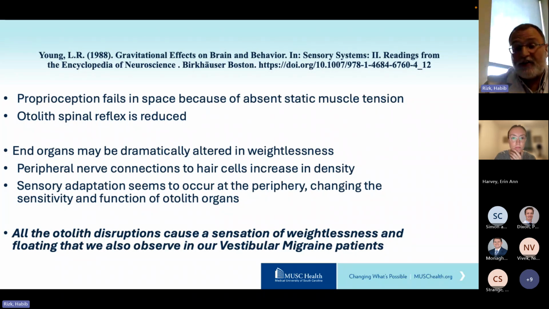that are initially functional, when they did experiments on animals and left them in weightlessness for long periods of time, there was a dramatic alteration in the end organs with changes to the peripheral nerve connections to hair cells and sensory adaptations occurring at the level of the inner ear, at the level of the otolith organs and the semicircular canal. So all otolith disruptions can cause a sensation of weightlessness and floating that we observe in our migraine patients.